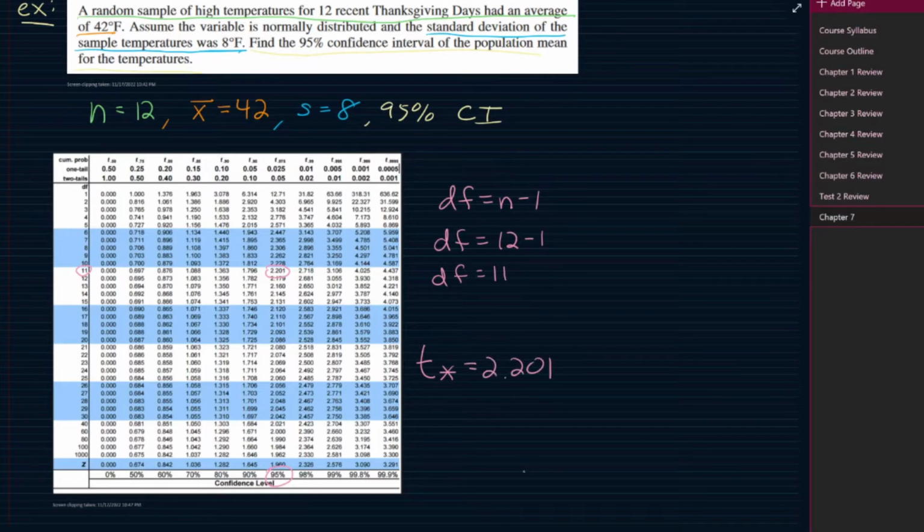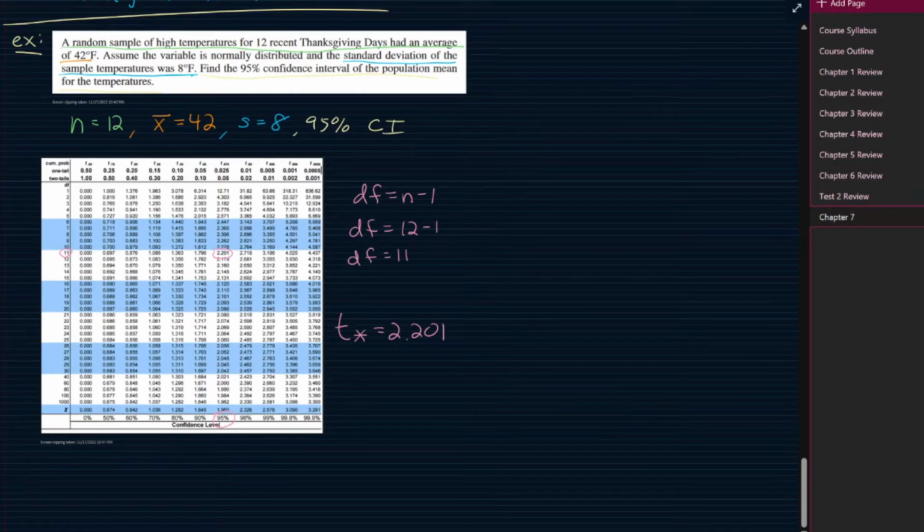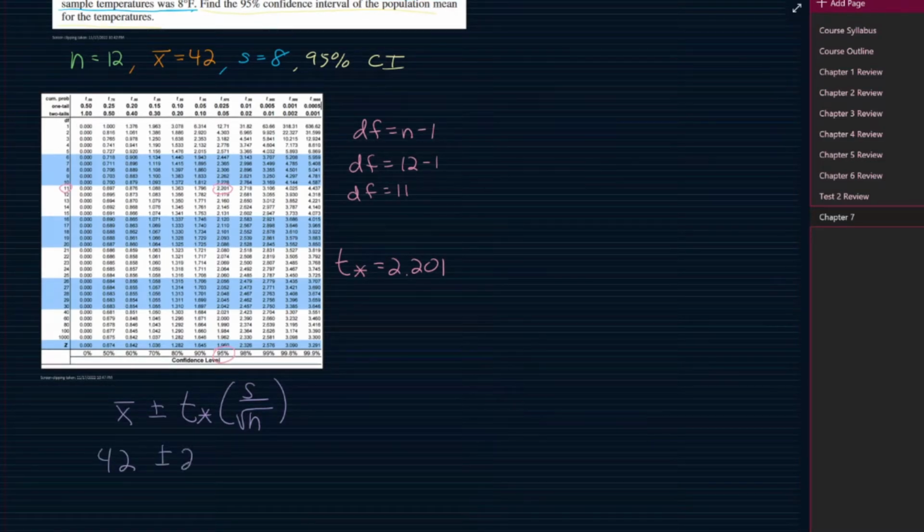And that's how you use the t-table. You figure out the degrees of freedom, which is n minus 1, and you combine it with whatever confidence level you're looking at, and that will tell you the t star. Okay, so we can plug everything in our formula now. Remember, the confidence interval is x bar plus minus t star times S over square root of n. So in this case, we'll get 42 plus minus our t star is 2.201 times S, which is 8 over the square root of n, that's 12.